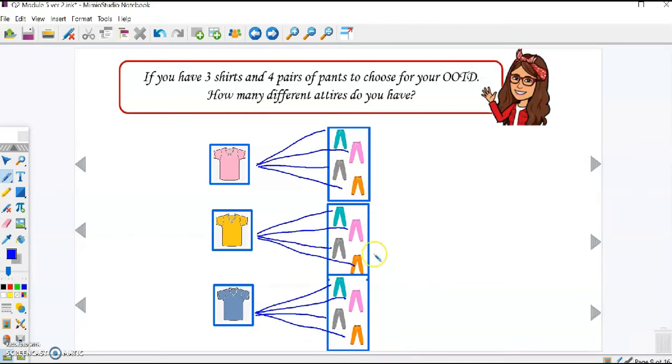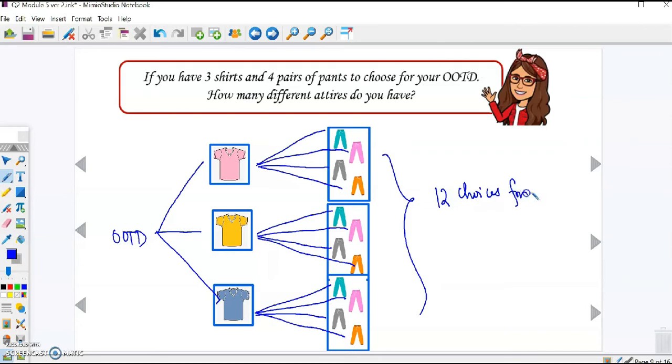So how many different attires could I have for my OOTD? If I consider the pink, I can pair the 4 pants with the pink shirt. I can pair the 4 pants with the yellow shirt, and I can pair the 4 pants with the blue shirt. So how many total items do I have? Exactly, all in all, I have 12 choices for my OOTD. Wow! So basically, we don't need a lot in life to be able to survive. We can actually have 3 shirts and 4 pairs of pants and have totally 12 different attires. Oh, how wonderful is that, right?